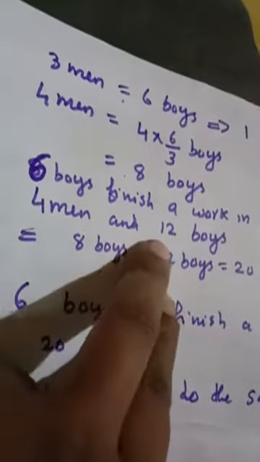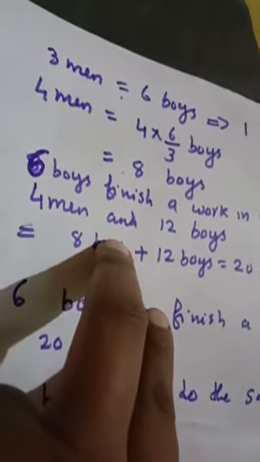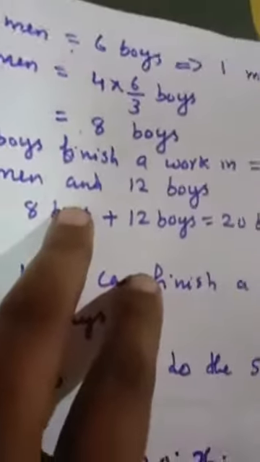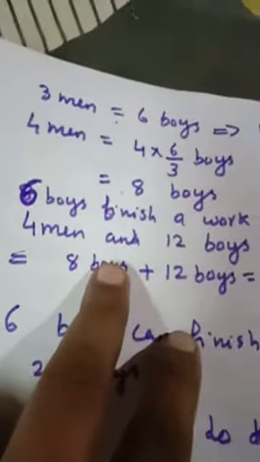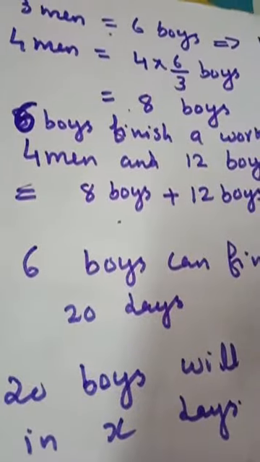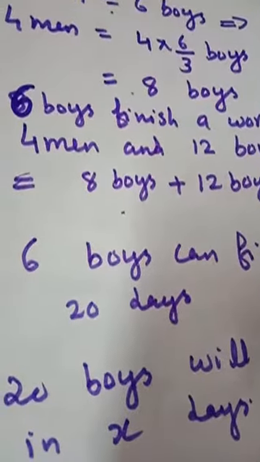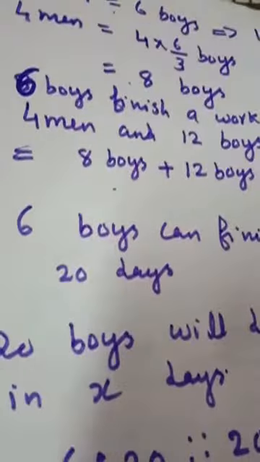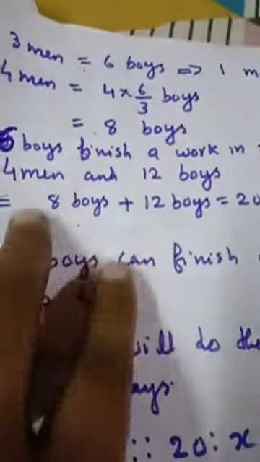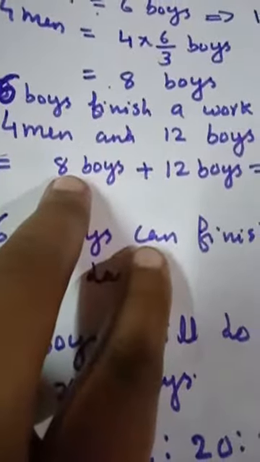4 men and 12 boys. How long will they take to complete the work? Now we want to equate these men into boys. Either we want to convert boys into men or men into boys. So we know that 4 men is equal to, we already found it, 8 boys.